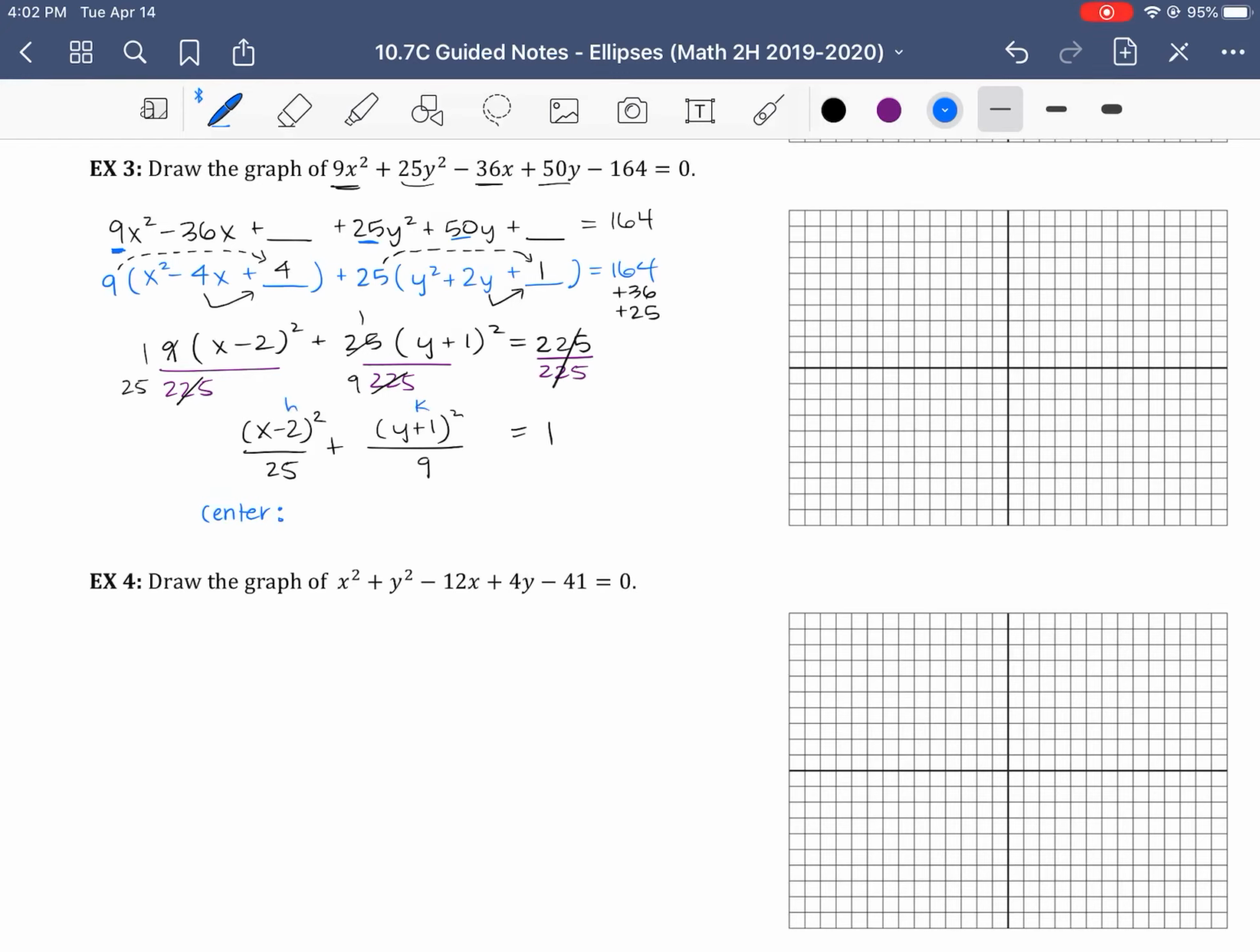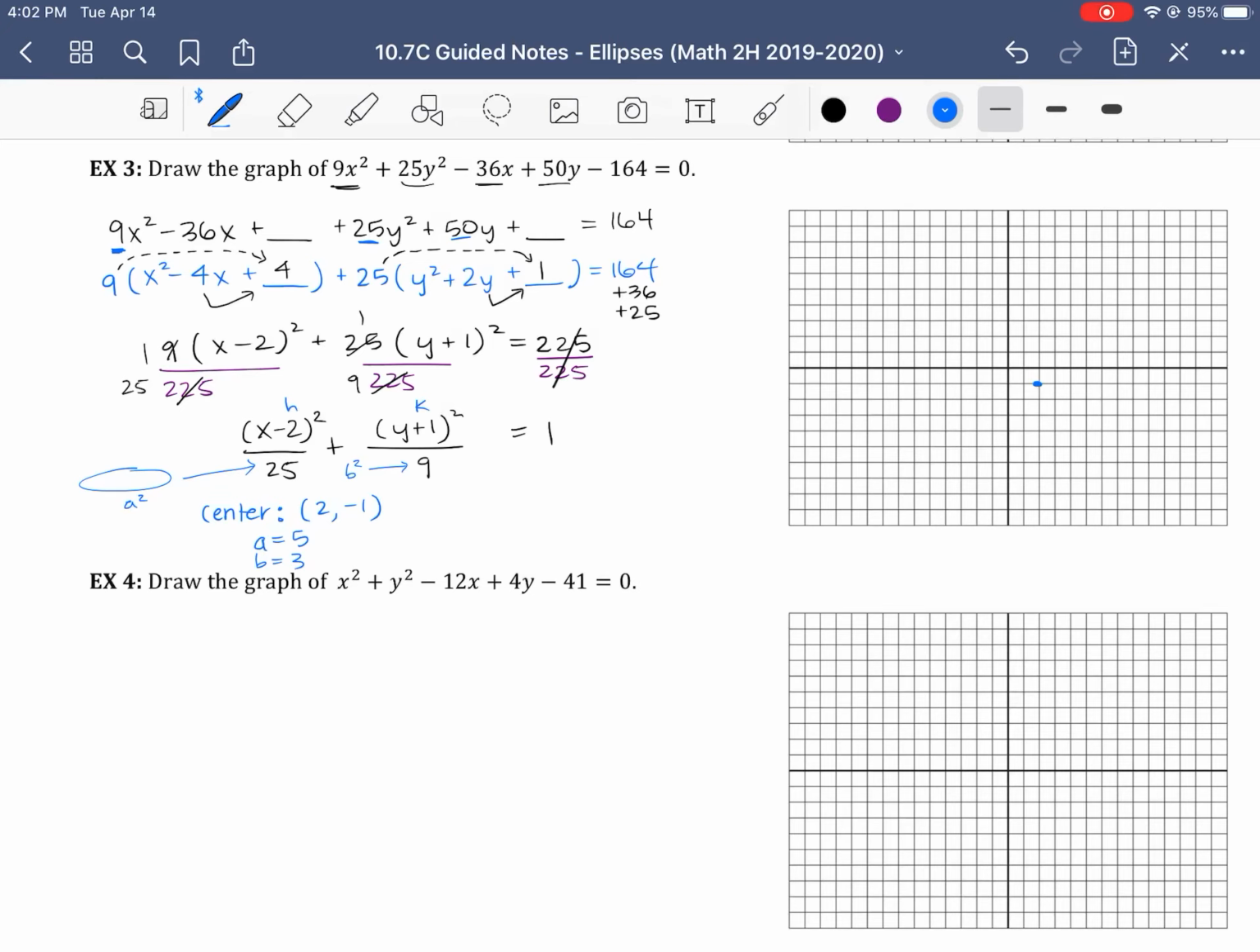So we need our center. We look up and find our h and our k. So our center here would be 2, -1. And then lastly, we need our a and our b values. Notice again, this one's the bigger value, so this one's going to be horizontal, right? And that must be related to the a squared. So if a squared is 25, then a is 5. And if b squared over here is 9, then b must be equal to 3.